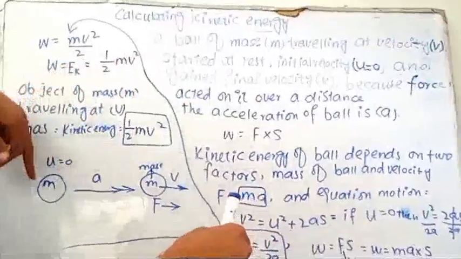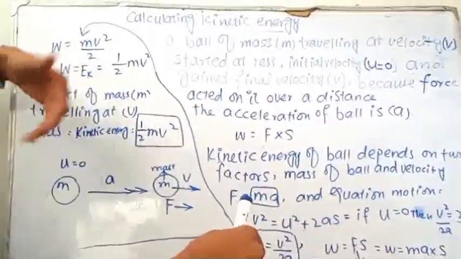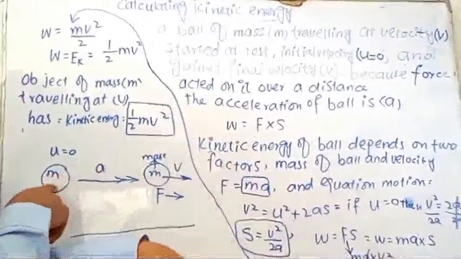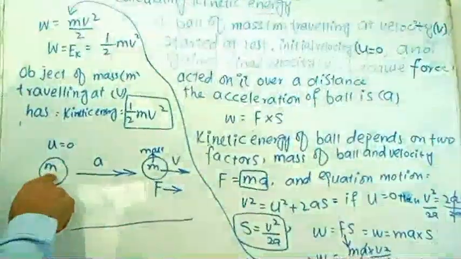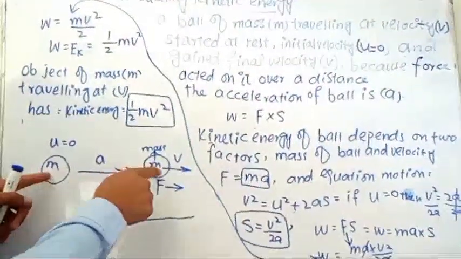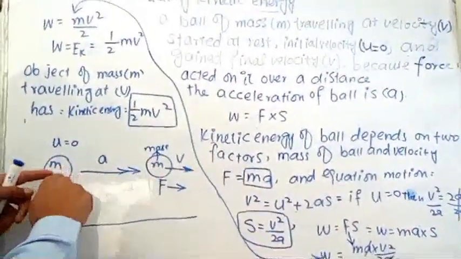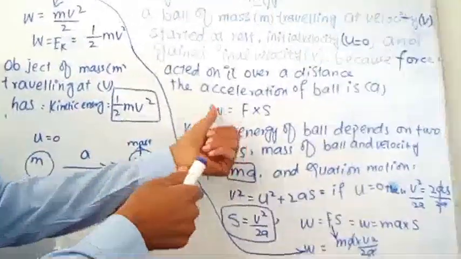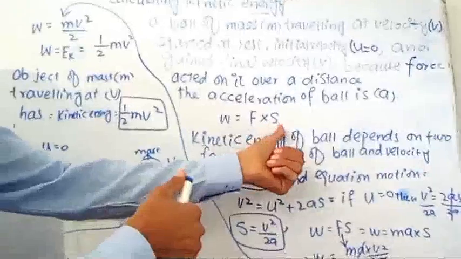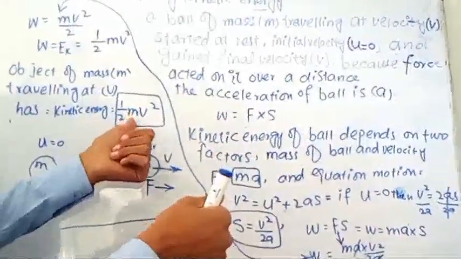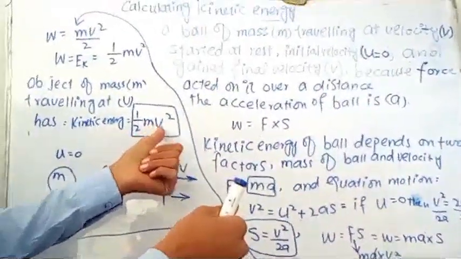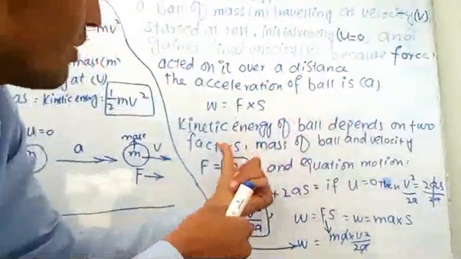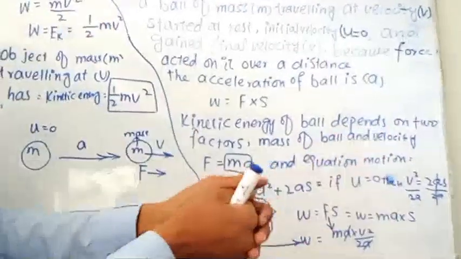If the object covers a distance with the help of force, the work is also done, because the body has changed from one position to another. So the work will be W equal to F times S. Now we know that kinetic energy depends on mass and velocity. The kinetic energy of the ball depends on two factors, mass and its velocity.